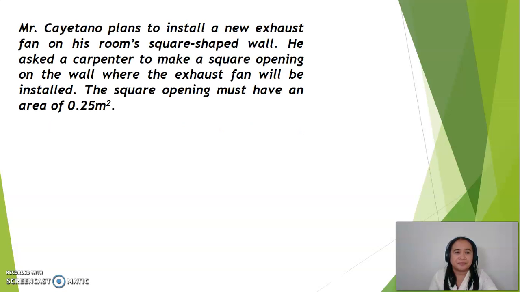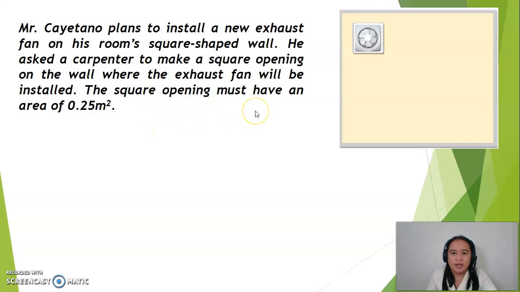With this, Mr. Cayetano plans to install a new exhaust fan on his room's square-shaped wall. He asked a carpenter to make a square opening on the wall where the exhaust fan will be installed. And the square opening must have an area of 0.25 meter squared. So let's have a diagram to this one.